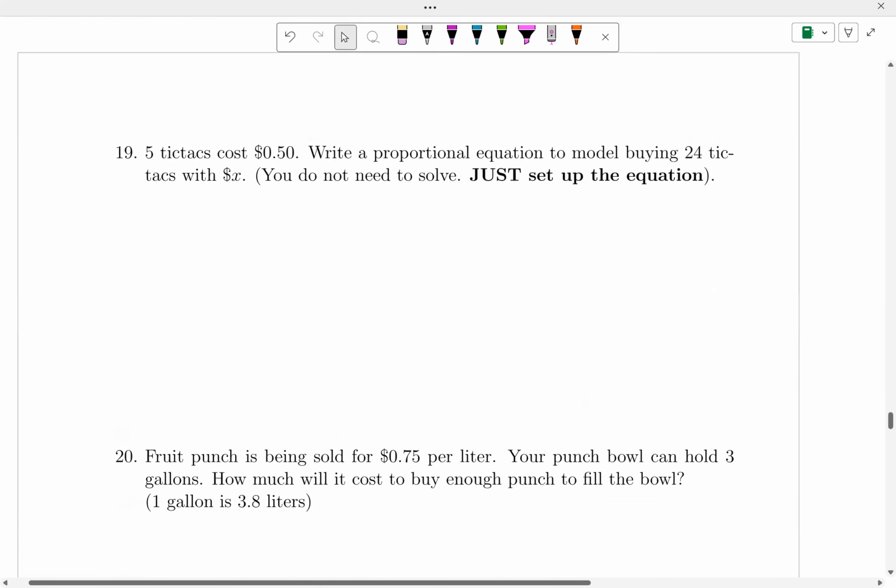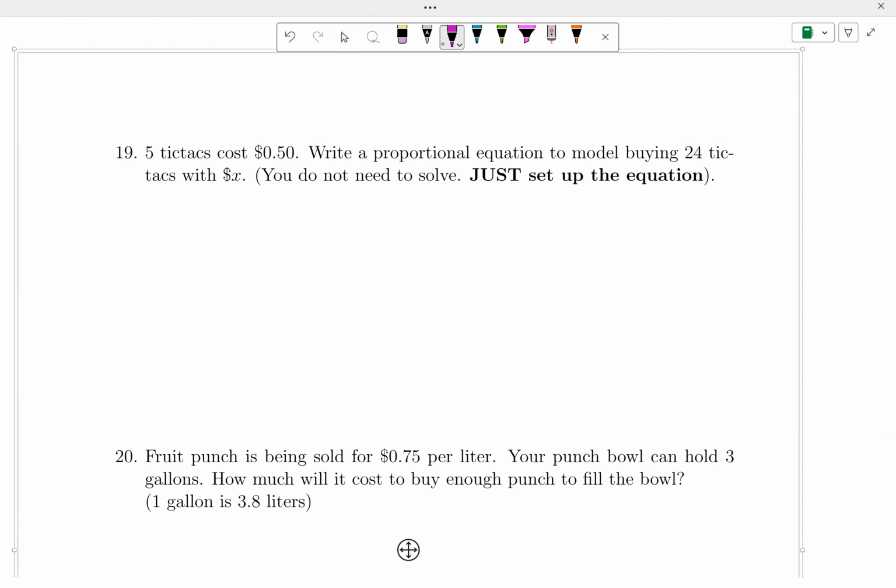5 Tic Tacs cost 50 cents. Write a proportional equation to model buying 24 Tic Tacs with x dollars. Okay, so proportional equation is really fancy words for just set up a proportion. A proportion is when you have a fraction, let's pretend it's A over B, equal to another fraction, C over D. Of course, you would have values in here, but I'm just giving you the general idea of what that should look like. When you encounter these problems, focus on the two things that you're really relating.